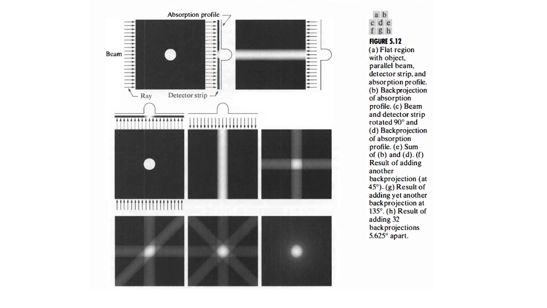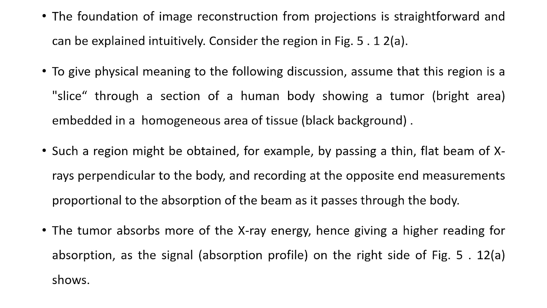When you see this image, to give it a physical meaning, let us assume that this region is a slice. We are slicing the image through a section of a human body which shows a tumor. Let us study reconstruction with this example. It is embedded in a homogeneous area of tissue, which is considered to be the black background, and the tumor cells will be bright in color.